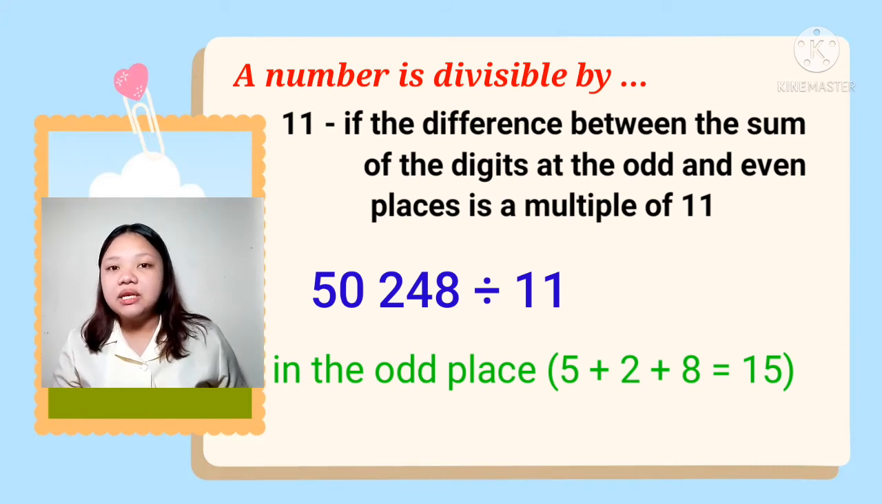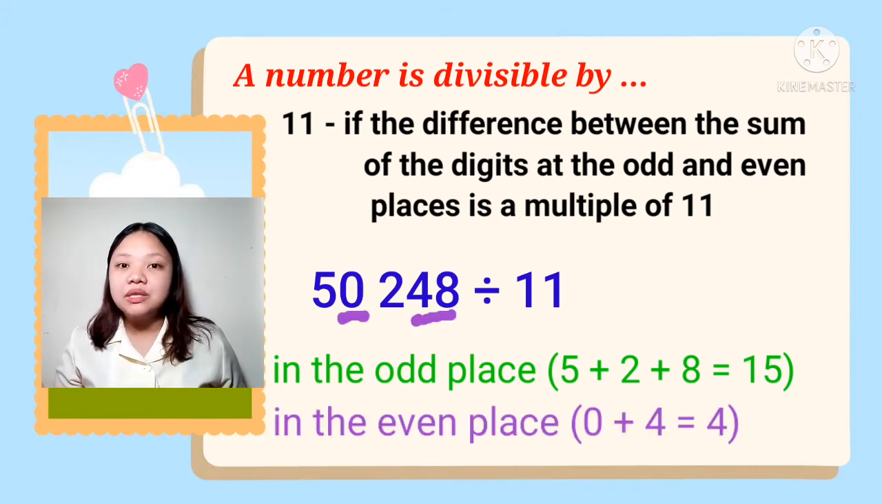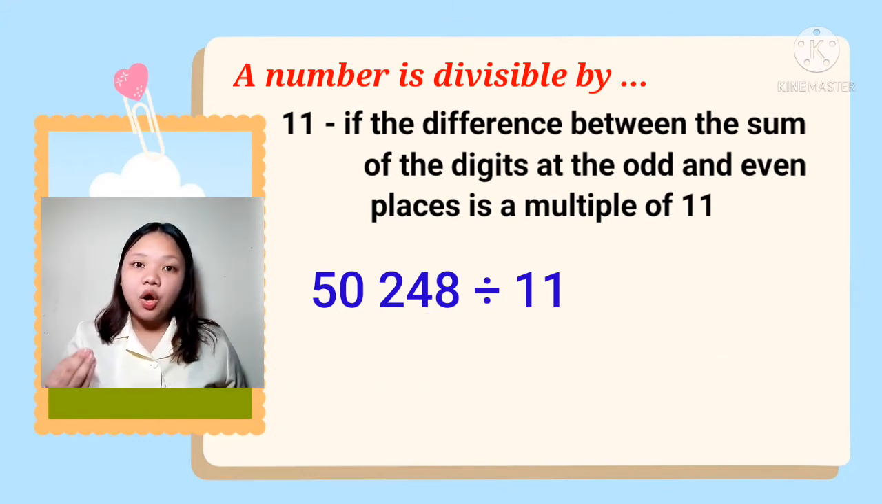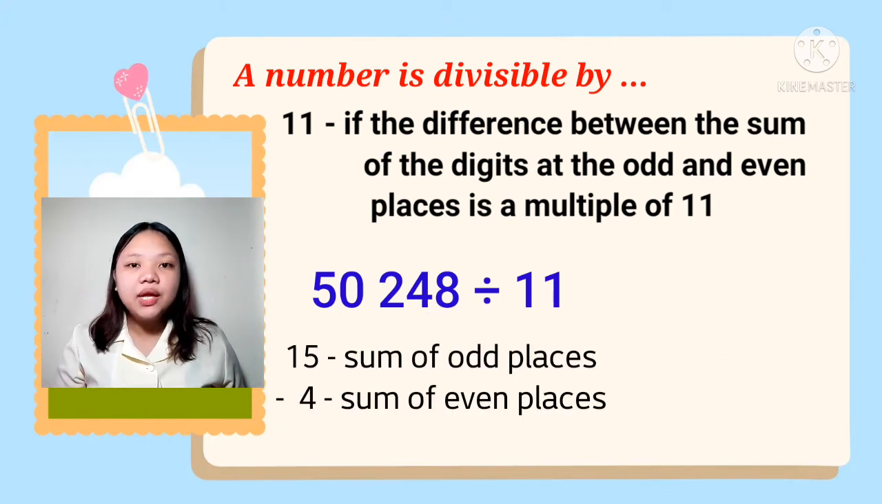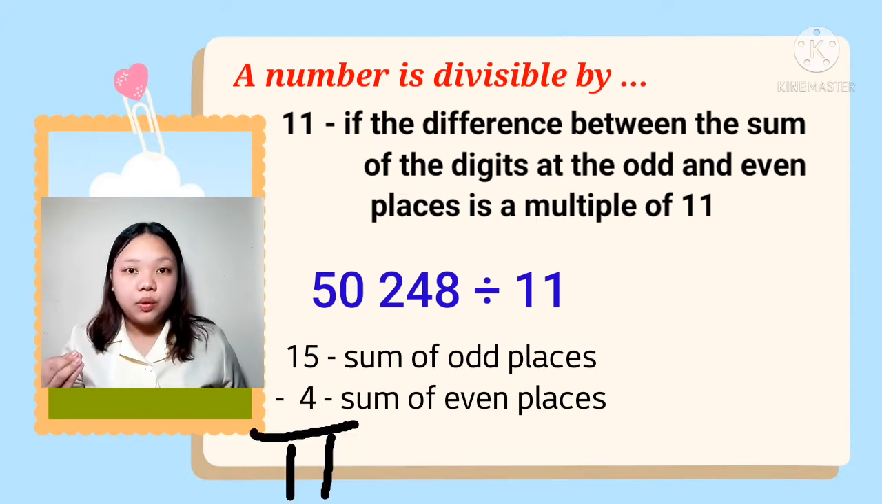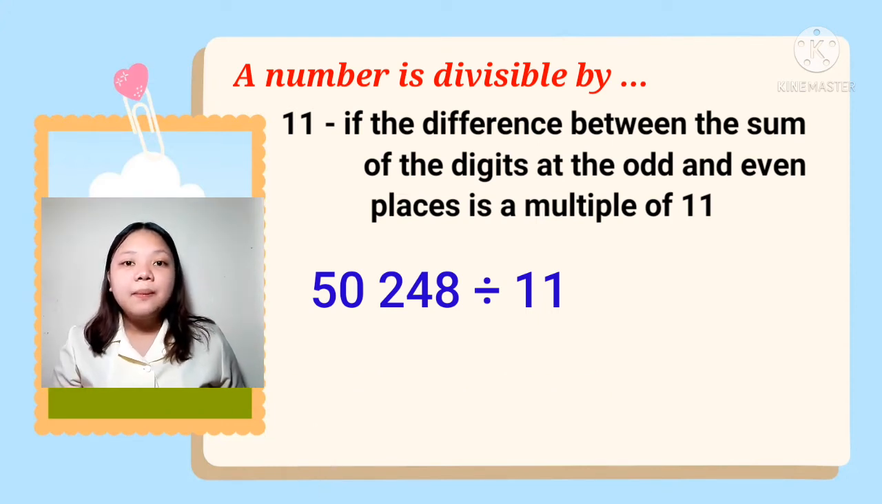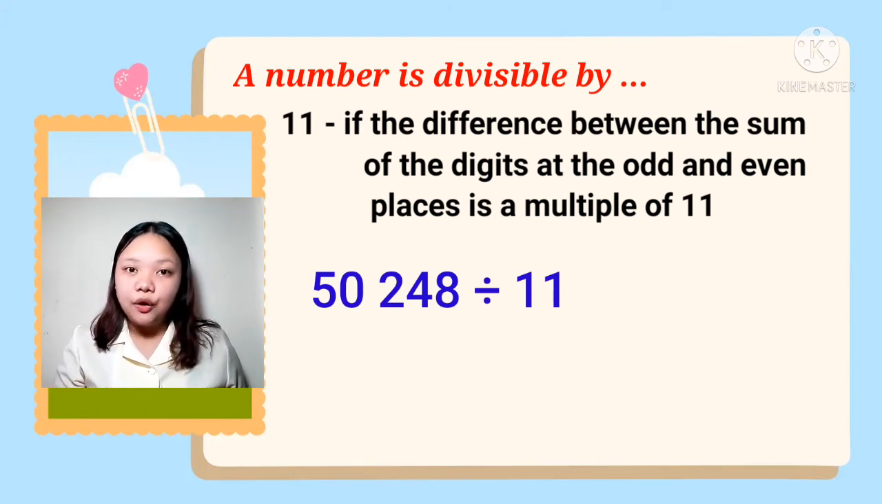And from the even places, we have 0 and 4. And when we sum them, we will get 4. So let's subtract the sums of the even and odd places. So 15 minus 4 is equal to 11, and 11 by itself is a multiple of 11. Therefore, 50,248 is a multiple of 11.